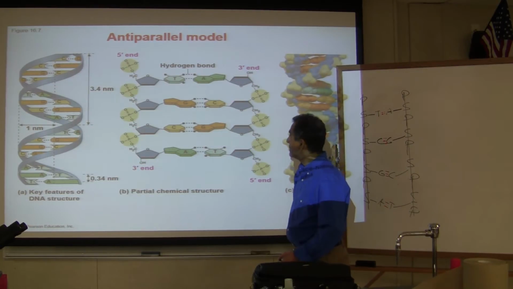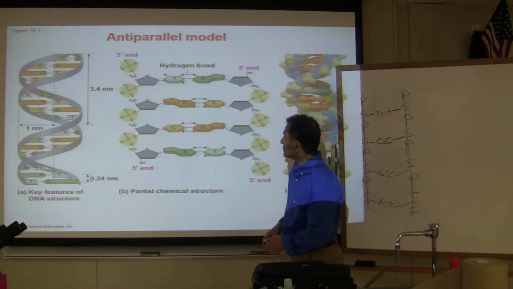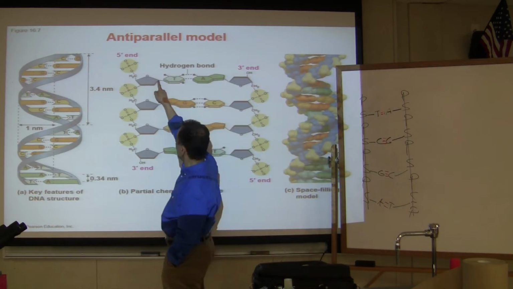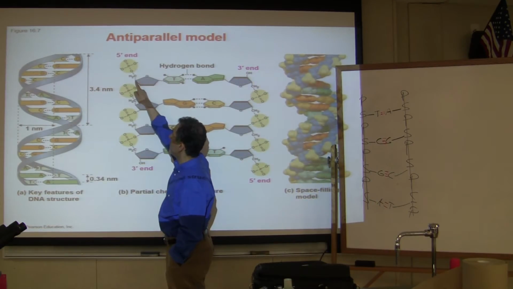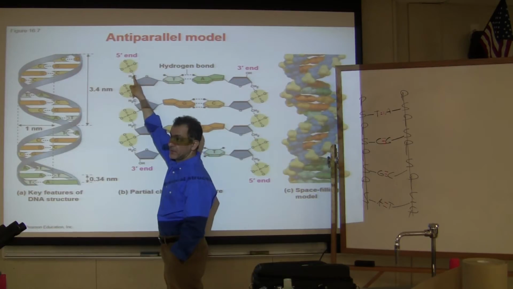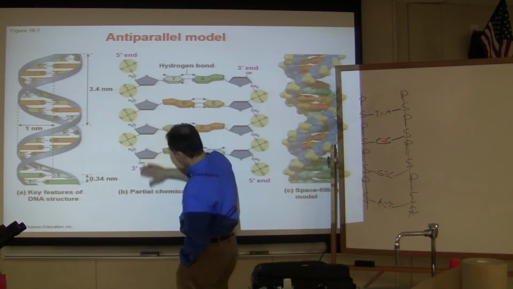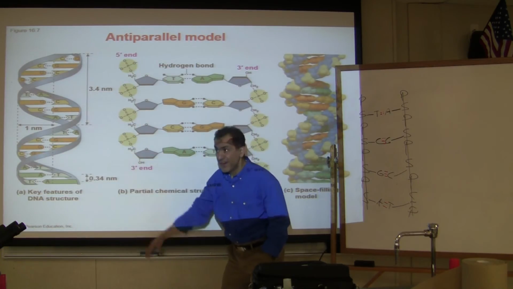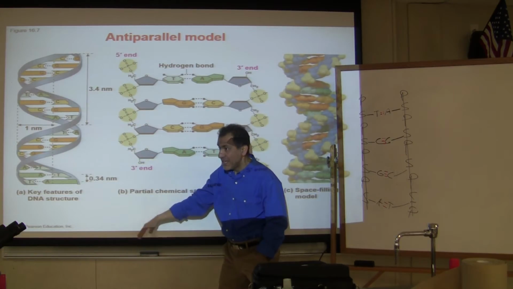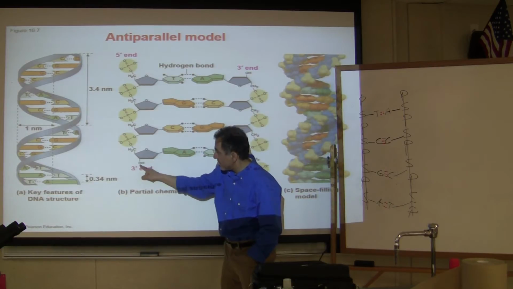Why is it the 3 prime? Is it because it's deoxyribose and those in the middle are ribose? Okay, reverse. 1 prime, 2 prime, 3 prime, 4 prime, 5 prime. 1 prime, 2 prime, 3 prime, 4 prime, 5 prime. Then there's no more DNA here, right? There's nothing here. So which one is that? That's a 3 prime end.